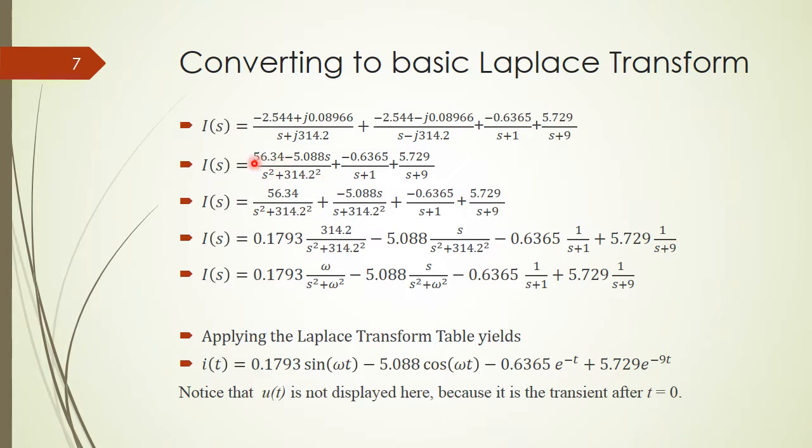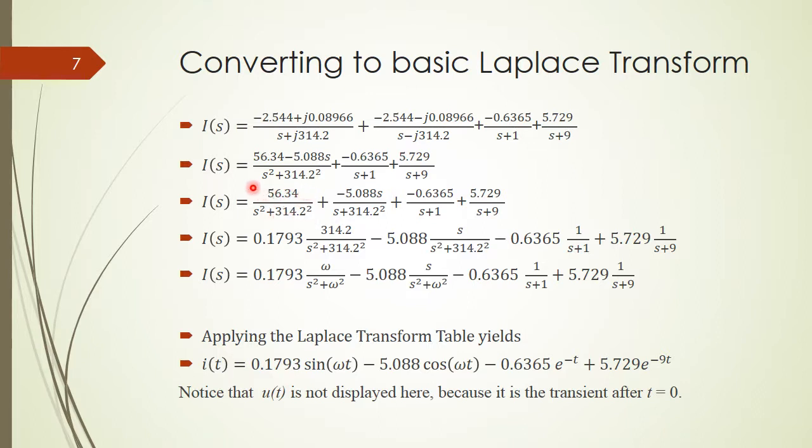On the top we have 56.34 minus 5.088 s. We can decompose it like this, and here this part looks like our basic Laplace function already, but this part doesn't look like it because on the bottom we have s squared plus omega squared.